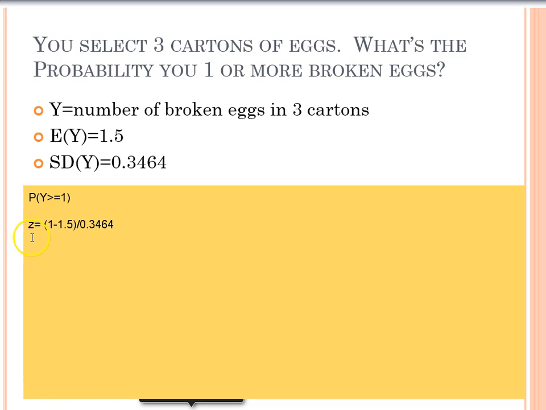The way we can solve it is by finding the z-score for that observation of 1 broken egg. So our observation goes first in a z-score, and then we subtract out the mean. And we have the mean for that random variable, and we also have the standard deviation. So when we divide the difference by that standard deviation, we get negative 1.44.